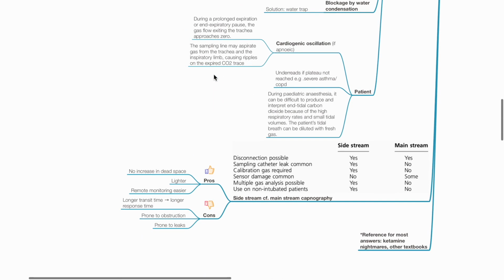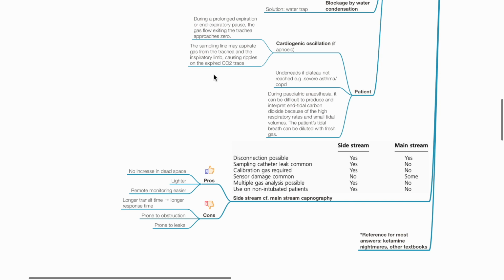Sidestream versus mainstream capnography. Disconnection is possible for both. Sampling catheter leak is more common in sidestream capnography. Calibration of gas is required for sidestream capnography. Sensor damage is more common in mainstream capnography.